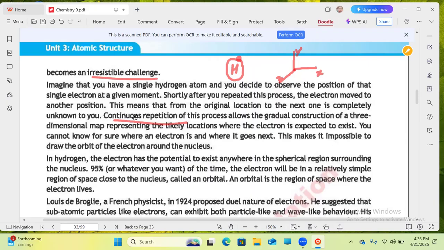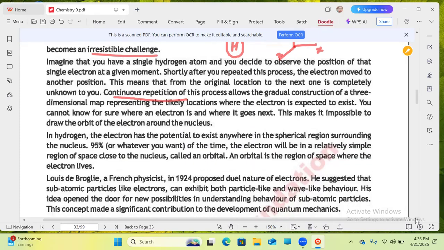So, representing the likely location where the electron is expected to exist, you cannot know for sure where an electron is and where it goes next. This makes it impossible to draw the orbit of the electron around the nucleus. So that was about its uncertainty, as the principle's name also contains the word uncertainty. Uncertainty means we are not sure. We are not sure where the electron is and where it is going next. So that was the main concept of his principle.